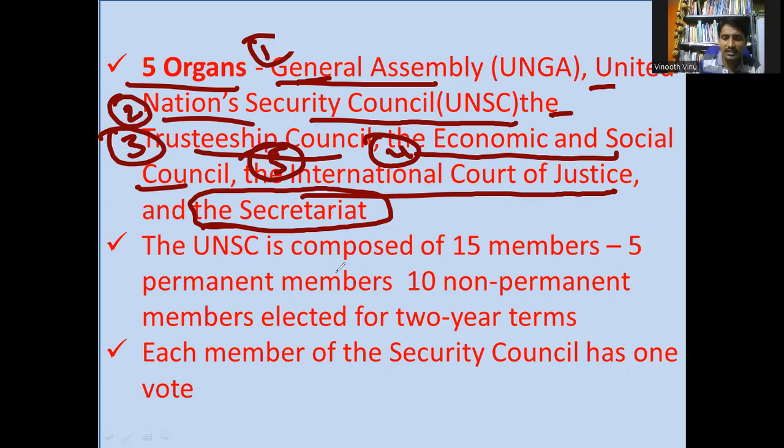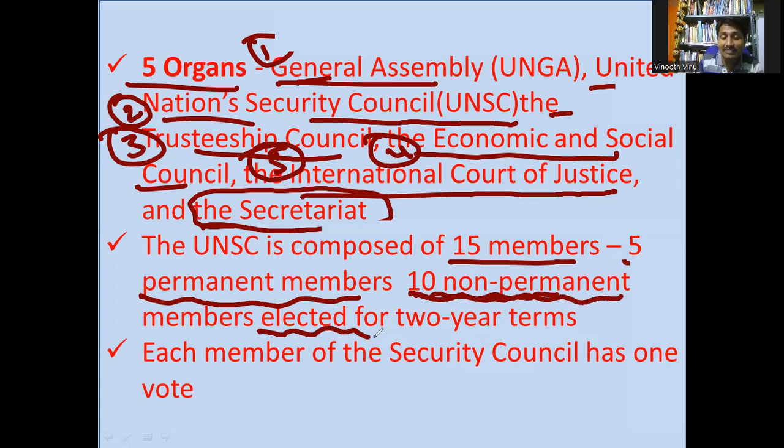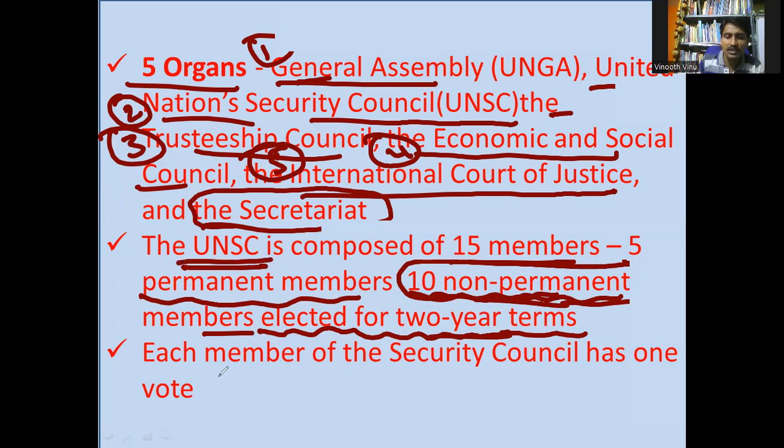So the United Nations Security Council is composed of 15 member countries. Importantly, among the 15 member countries, 5 are permanent members, plus 10 are non-permanent members. These 10 non-permanent member countries have to be elected for just 2-year terms. India is also serving as a non-permanent member in the United Nations Security Council.